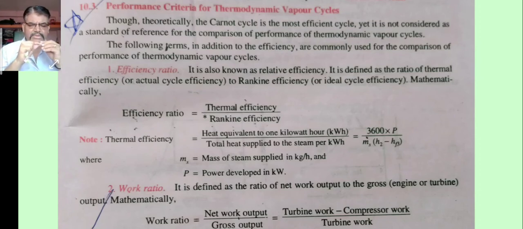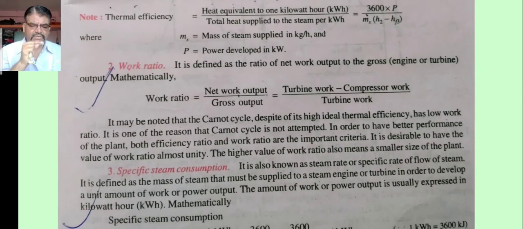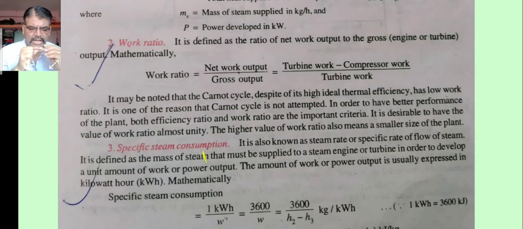Then one more term is how to calculate the work ratio. Work ratio is net work output divided by gross output. Net work output is always work done by the turbine minus work done by the pump. It means WT minus WP divided by WT. So that is how the work ratio is calculated. And one more important performance criterion is how to find out the specific steam consumption.